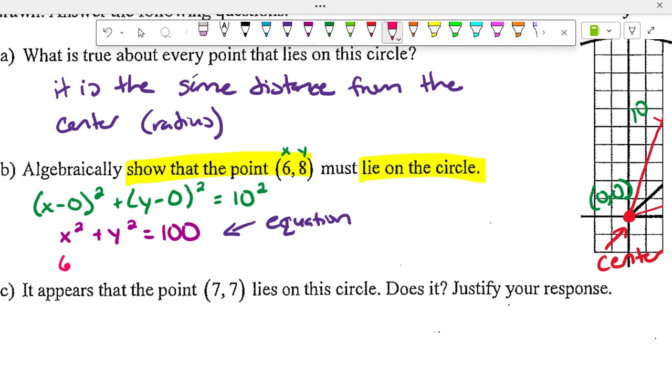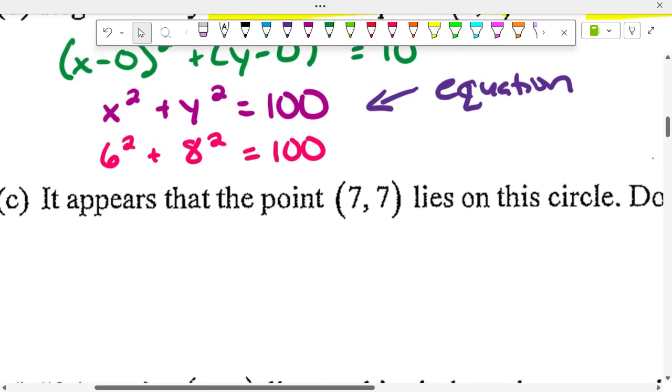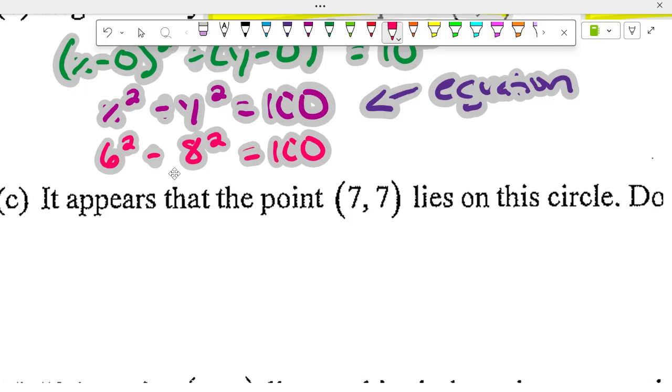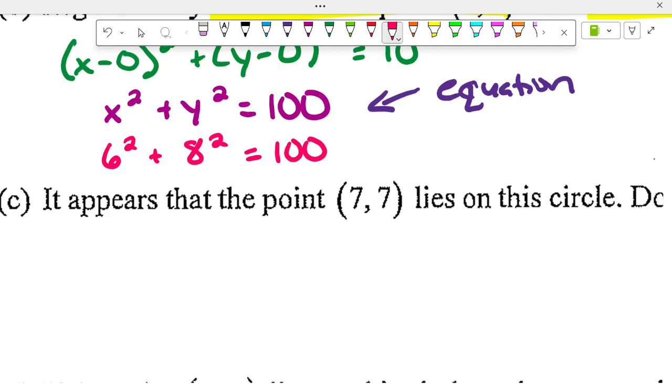So this will have 6 squared plus 8 squared. How will we know if it's truly a point on the circle? What needs to happen to know that 6, 8 is a point on the circle? It should equal 100 on both sides. So in other words, if we evaluate 6 squared plus 8 squared and it's not 100, then it's not a point on the circle. But if it is, it's a point on the circle.